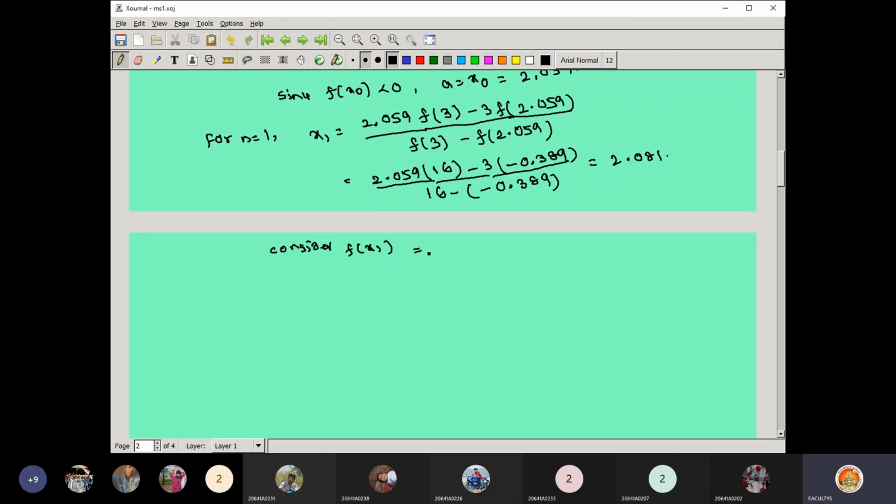So f of x1, that means in your expression x cube minus 2x minus 5, there you are substituting x equal to x1, that x1 value 2.081. So this becomes 2.081 whole cube minus 2 into 2.081 minus 5. Have the calculator, otherwise you can't find out the answer. Of course, you can do it, but it takes time. What is the answer you are getting?